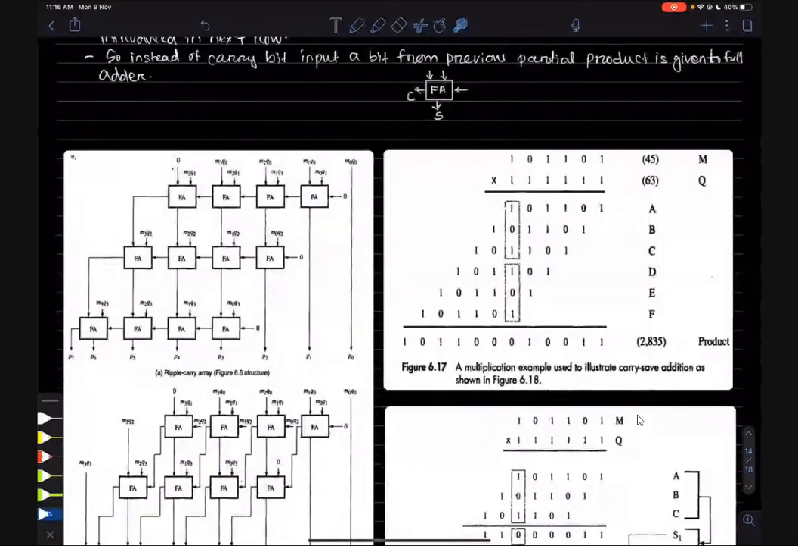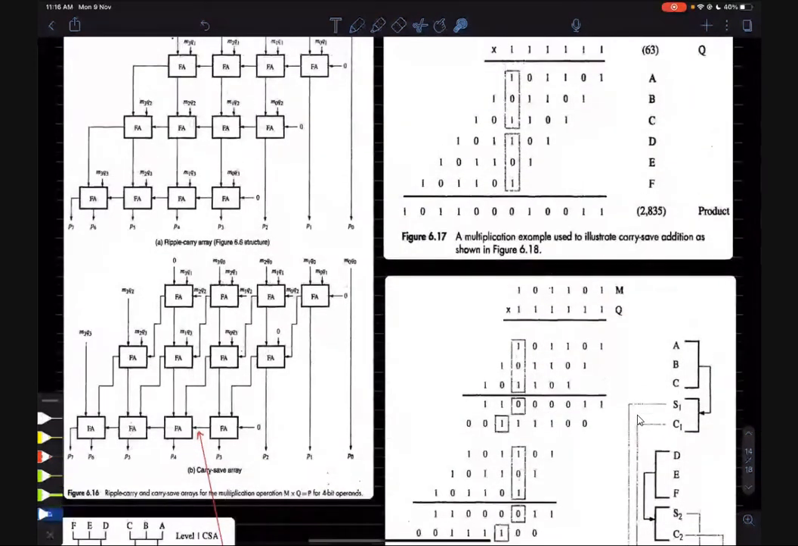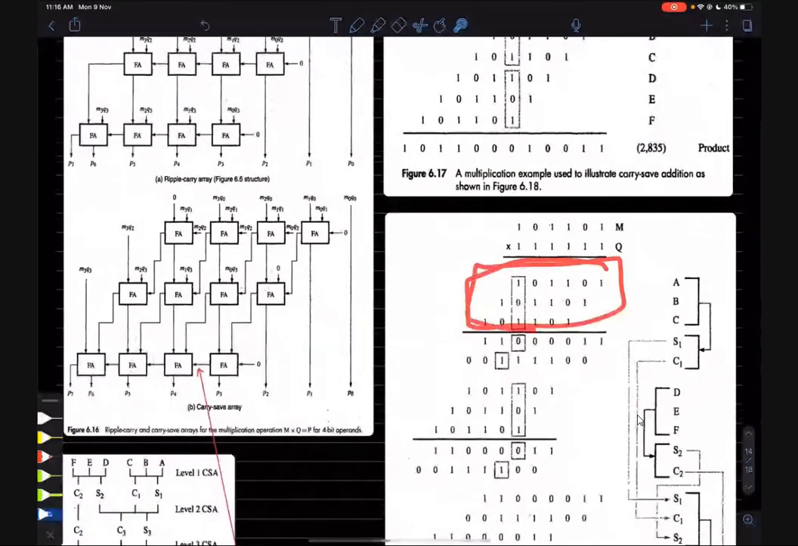So we will add ABC and DEF in parallel. Let's do the ABC addition. This is A, B and C, generated from multiplying M and Q. A plus B plus C gives output S1 and C1. This is S1, this is C1. So what is this S1? Let's see. 1 plus 0 is 1. 0 plus 1 is 1.